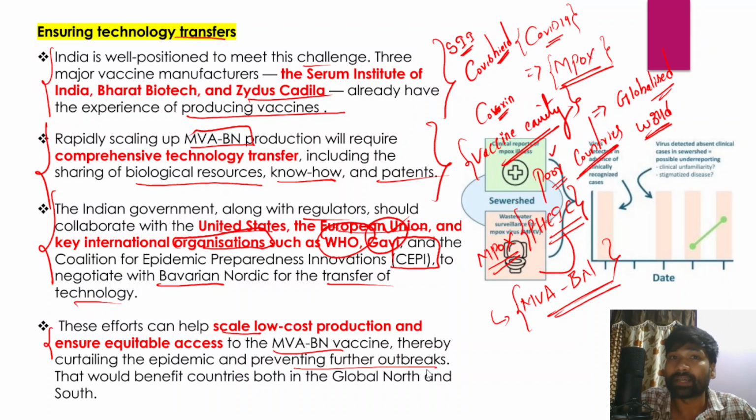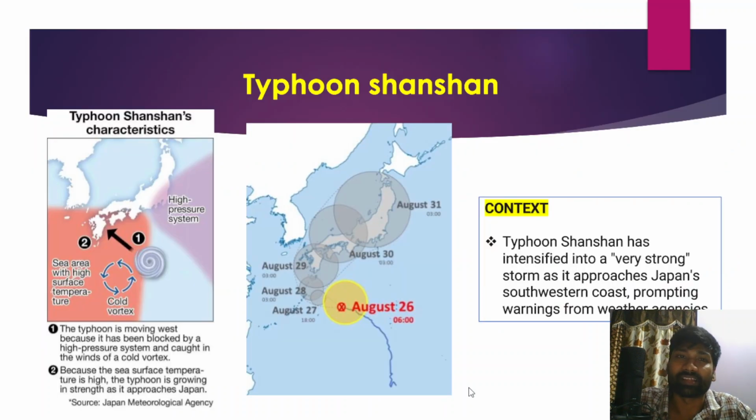Because imagine if an mpox outbreak is reported in countries like India and Bangladesh with huge population density, that could be detrimental to global health, right? So it is a very important step that India and other countries should collaborate with each other for the production of mpox vaccines, which will benefit both the global north and the global south as well. So this is what the author has been discussing in this article.